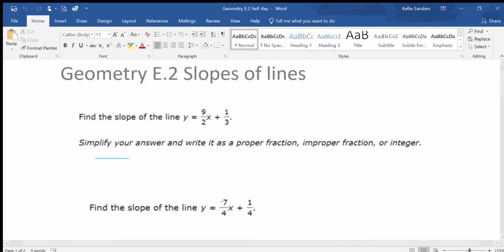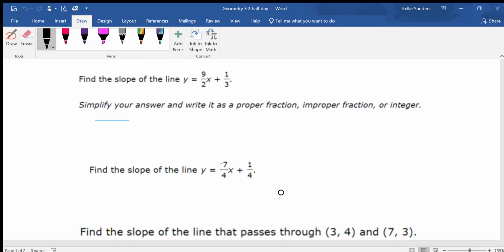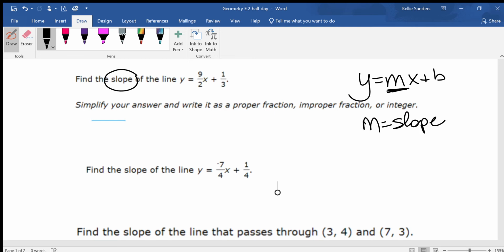Geometry, E2, slopes of lines. Okay, on E2, all we're doing is talking about slopes. And to be able to figure out what a slope is, it must be in y equals mx plus b form. The m stands for slope. We'll talk about b later on, but the m stands for slope. The m is always the number that is in front of the x.